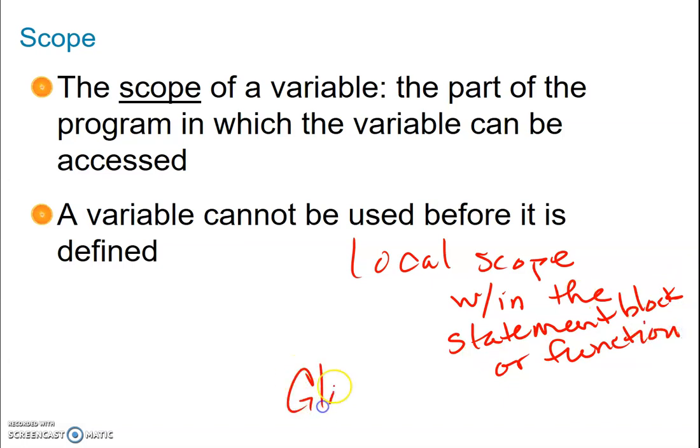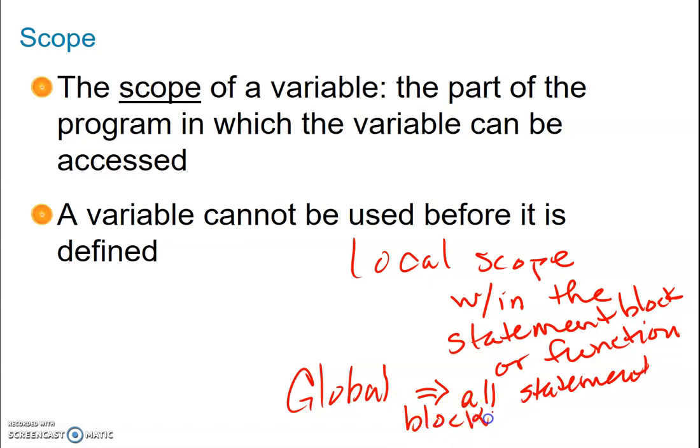And then we also have global scope. And so global scope means that all statement blocks and functions have access to it. Okay, and when we look at this in a program and we look at function blocks, we'll be able to see more how that looks in our program.